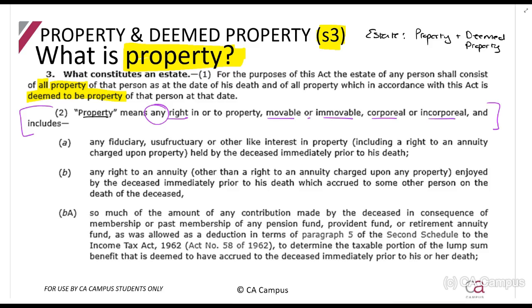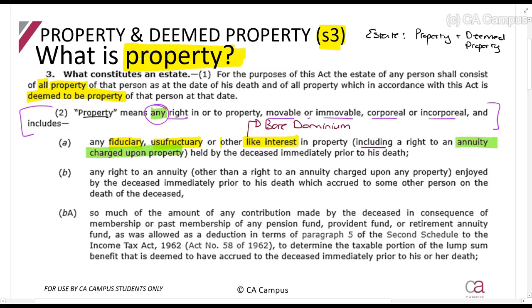And it means any right in or to property. So ownership and whatever right you have, if you have a right to earn money from property, then that will be included as well. So it's very, very, very broad. Then it also includes the following things. It includes any fiduciary, usufructuary, or like interest. Now, like interest is a thing like a bare dominium in property, including a right to an annuity charged upon property held by the deceased immediately prior to his death.